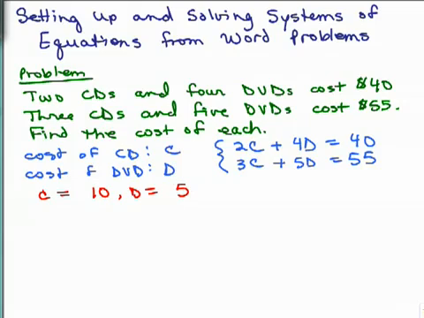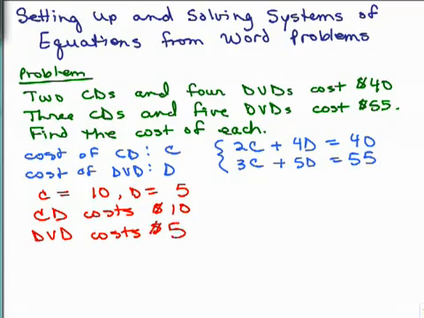And D is 5. That's really what happened. But then you have to remember what that stands for. So you would say CD costs $10. DVD costs $5.